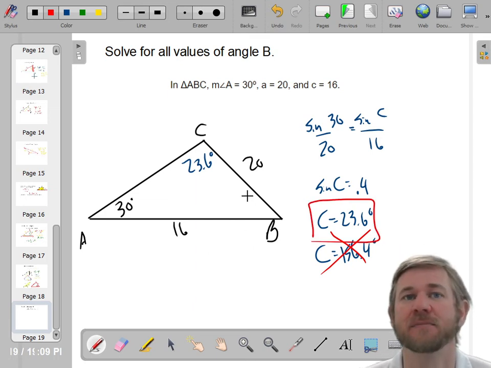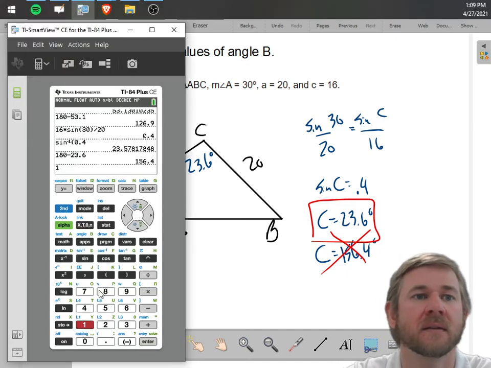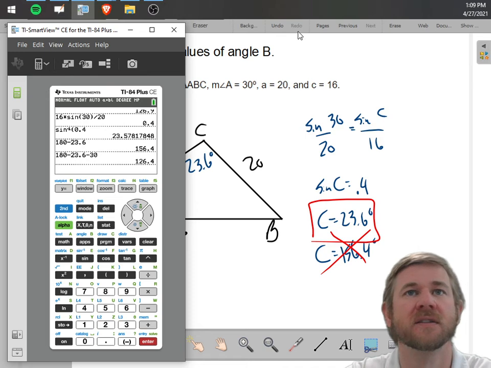And that means that I can find this missing angle B. And to do that, I would do 180 minus 23.6. And then I'll also subtract the 30 that they gave me. And I'll find that this is 126.4.